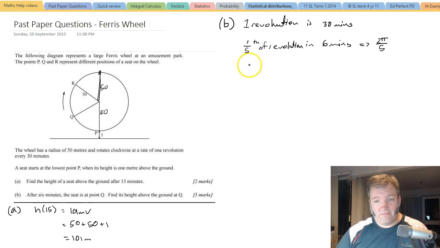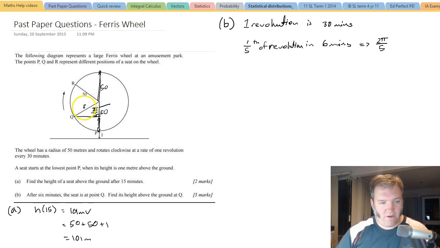This is obviously not in our non-calculator section, because 2 pi over 5 is not one that we usually deal with. So now I just want to know what's the height above when this angle here is 2 pi over 5. What am I trying to find? I'm trying to find 50 minus whatever that height is. Or, sorry, 50 minus that height there.